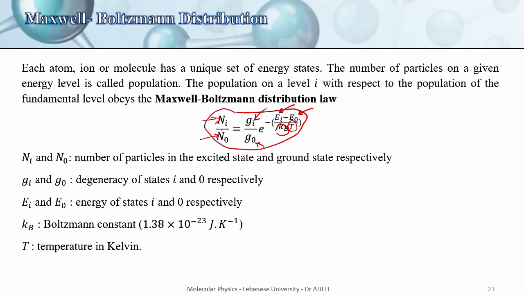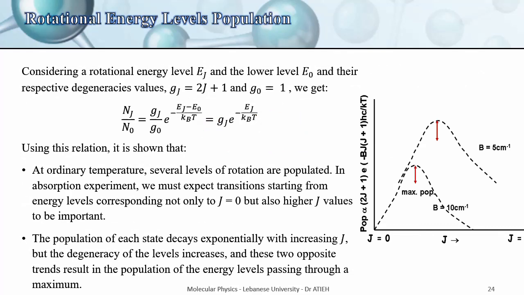So we can know the percentage of particles that occupy a certain energy level i with respect to the particles that occupy the ground state. Now let's apply the Maxwell-Boltzmann distribution to our case, where we know very well the degeneracy of each level. Let's consider the rotational energy level Ej and the ground level E0. So their degeneracies: Gj equals 2J plus 1, and here it's also 2J plus 1, but we substitute for J0 because it is the ground level, so we get 1.